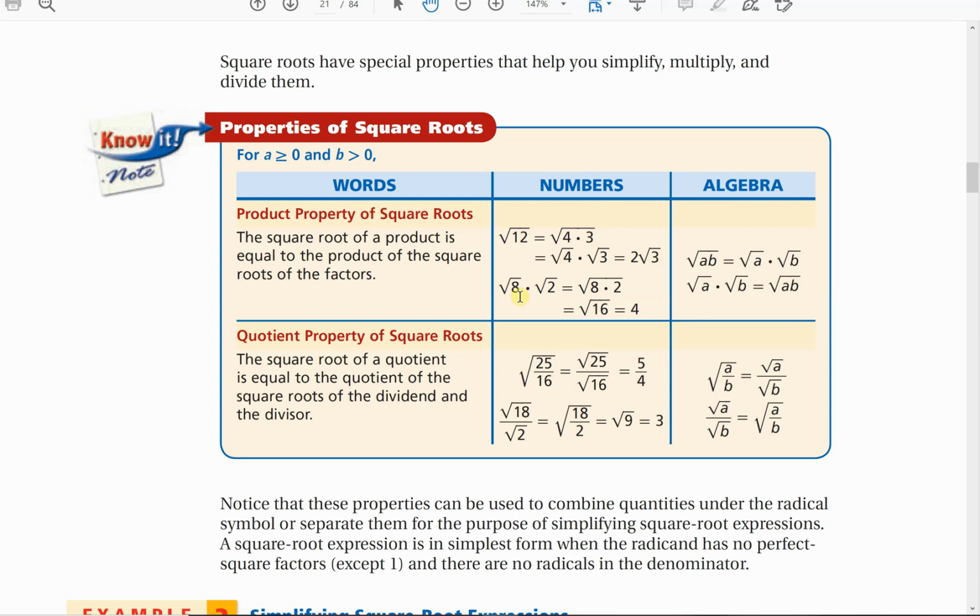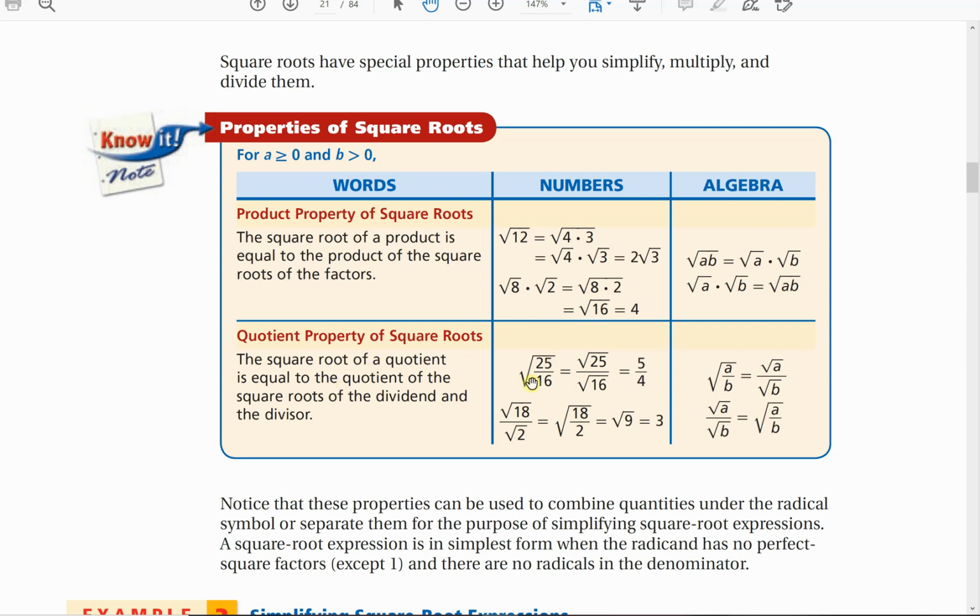Now, like I said, it goes the other way too. If I have the square root of 8 times the square root of 2, neither one of those is a perfect square, but they're both square roots, so I can multiply them together. And so 8 times 2 is 16. So the square root of 8 times the square root of 2 is the square root of 16, which becomes 4. The same works for quotients.